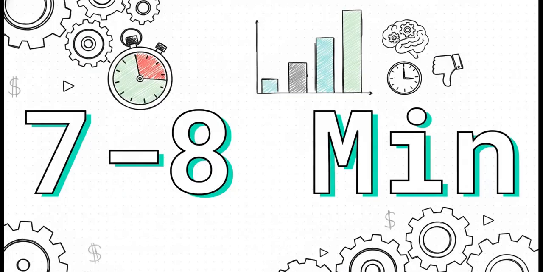Next up, we see the strict time constraint demanded by this blueprint. The script has to be exactly 7 to 8 minutes long. So why that specific window? Trust me, it's not arbitrary at all. In the landscape of online education, this is widely considered the algorithmic sweet spot.